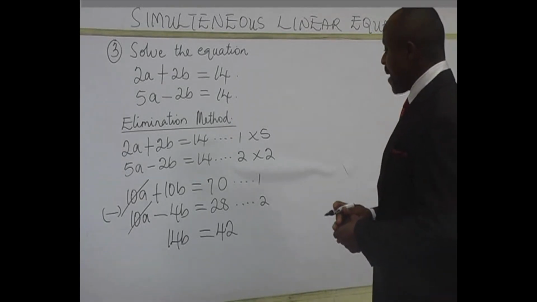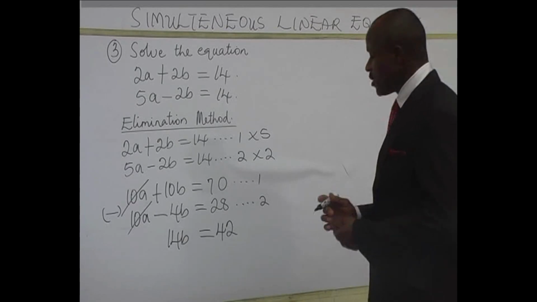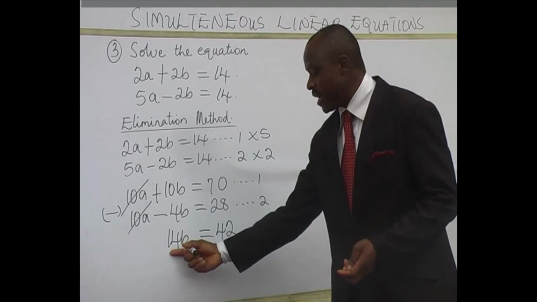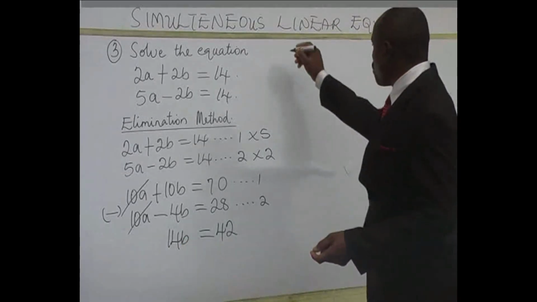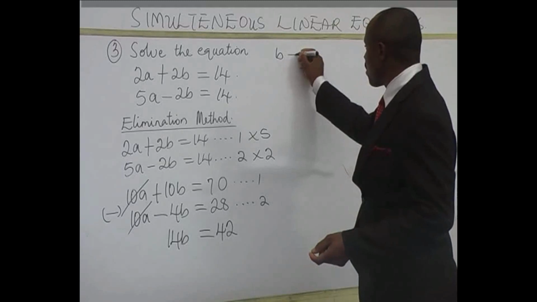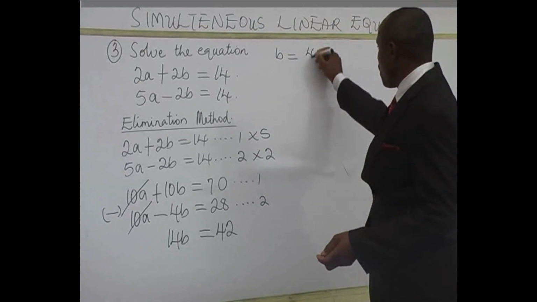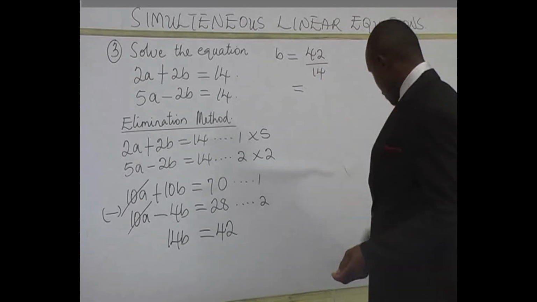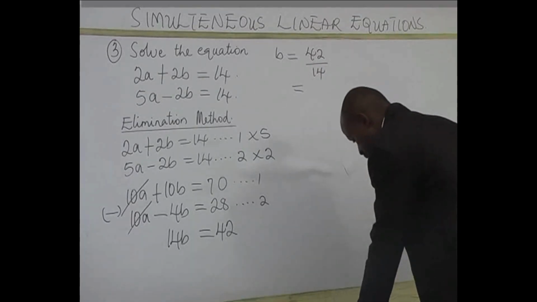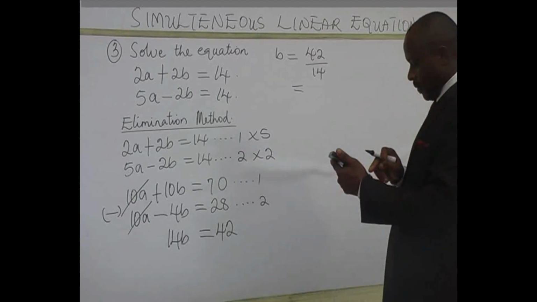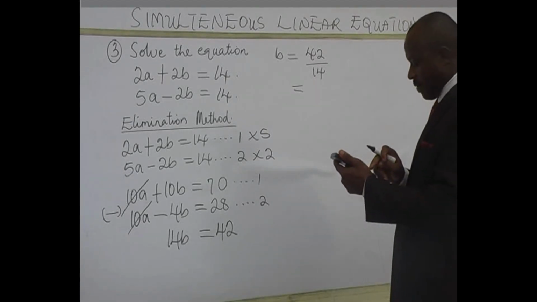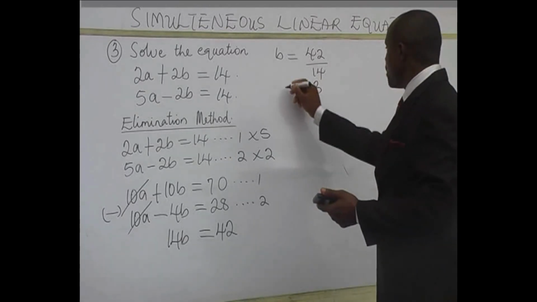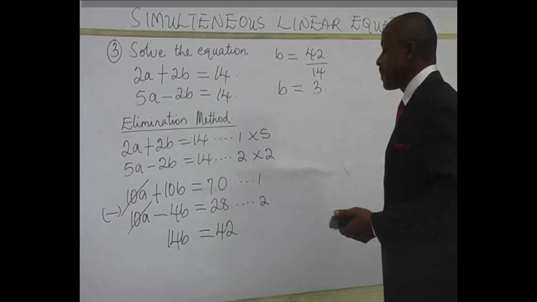Divide both sides by 14. If you divide both sides by 14 so as to eliminate 14 from in front of b in the left hand side, you will be left with only b in the left hand side of the equation, and it's going to be equal to 42 all over 14. 42 divided by 14, use your calculator. 42 divided by 14 is 3. So we have that b is equal to 3.